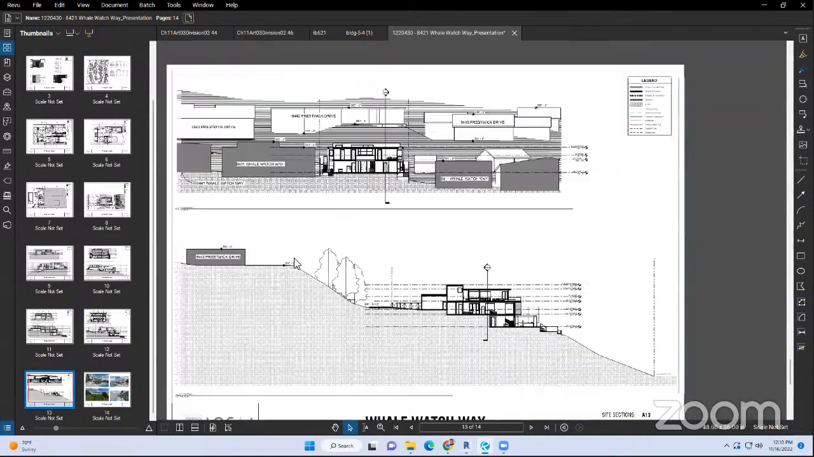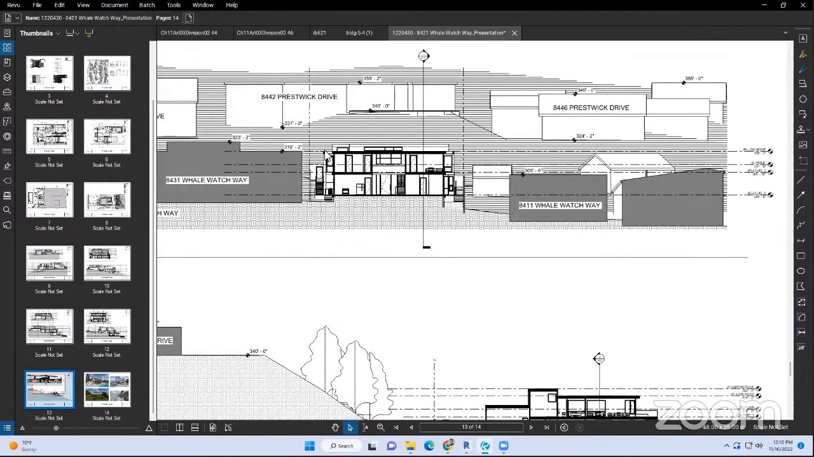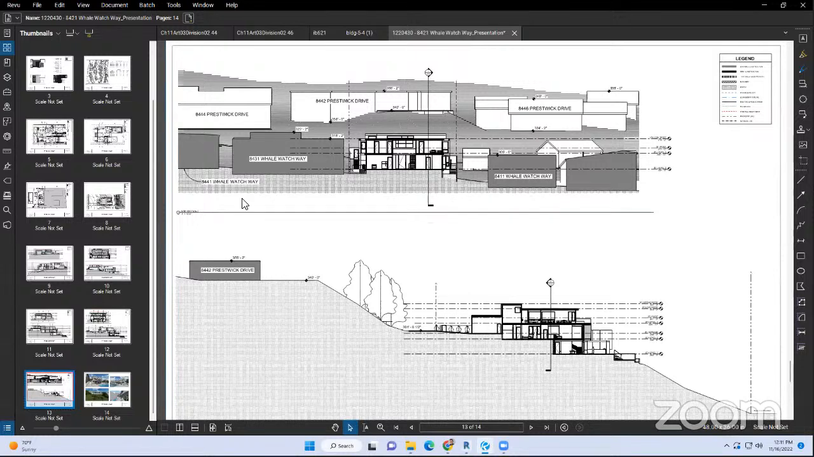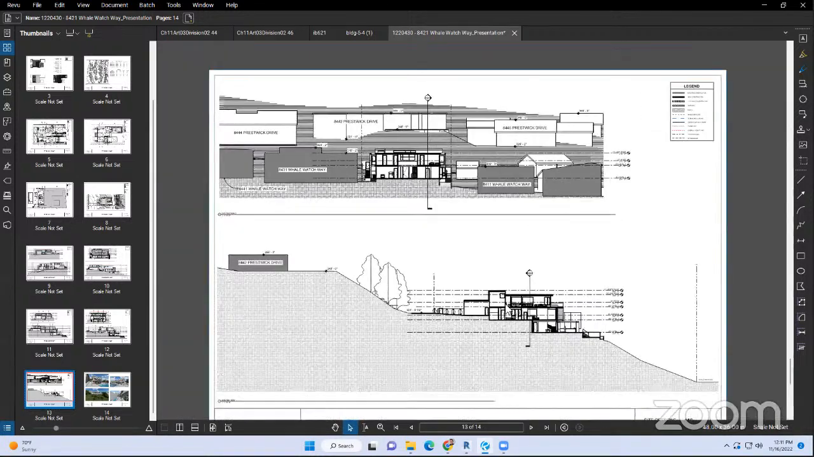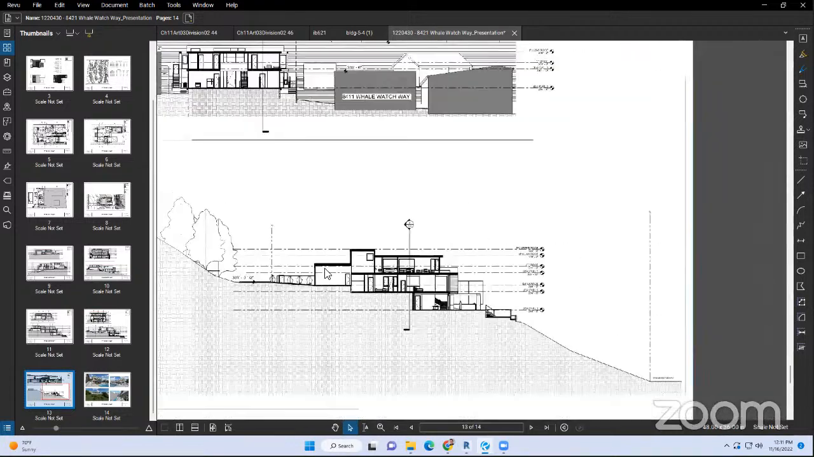Here are the site sections. It's worth mentioning that we spoke to and met with the neighbors at 8431 Whale Watch. That is to the north. The house size will be identical to theirs, with theirs being a little bit higher on the back end of their house. And then we also spoke with 8411 Whale Watch. Additionally, we spoke with 8442 Prestwick. So all three neighbors were in support of our project, which was a great thing for the owners to do, and basically to explain the project to them, so they can feel confident that this is not going to impact their view.